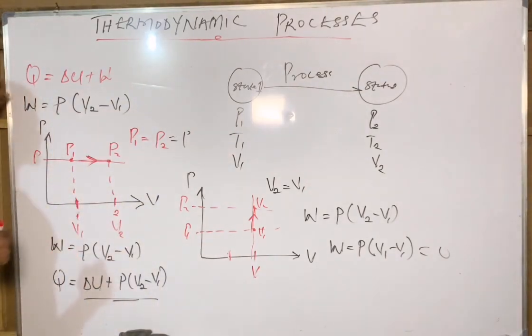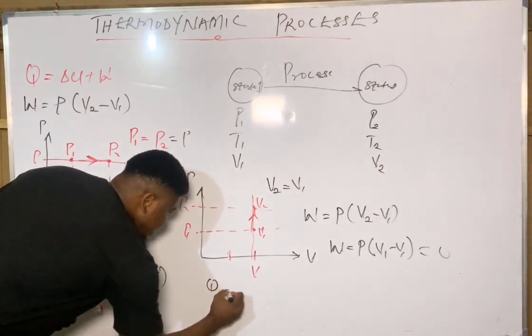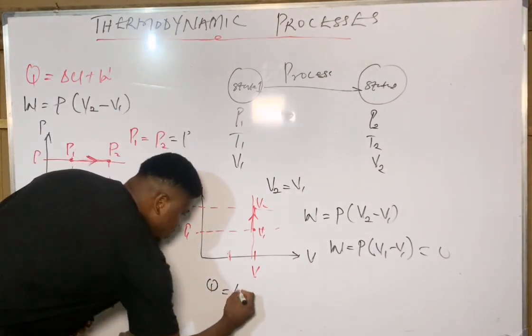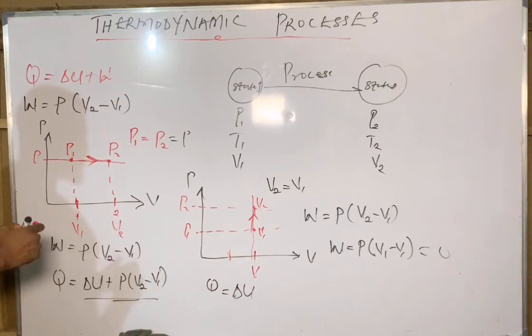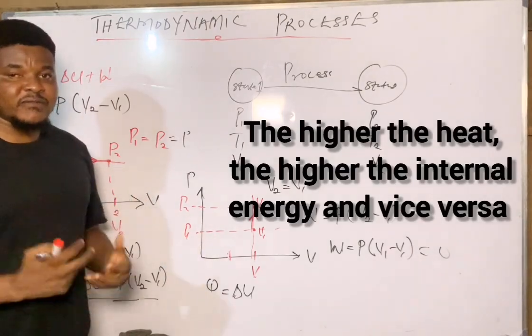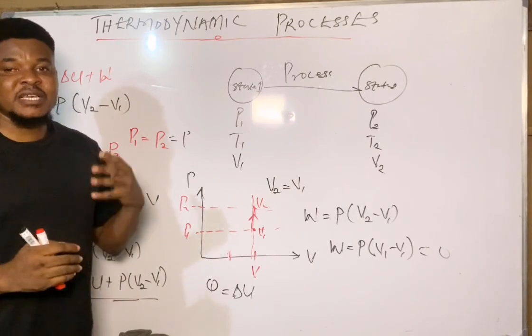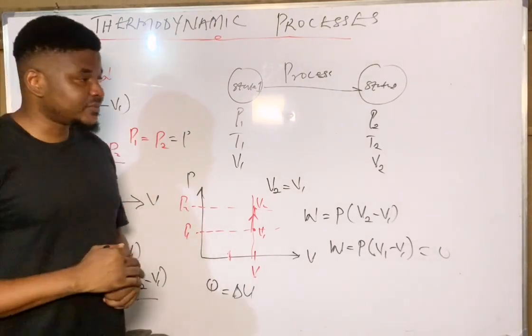If you plug that into the first law of thermodynamics, you now find that the heat supplied at constant volume is simply equal to the change in internal energy. So the higher the heat, the higher the internal energy, and vice versa. Okay, so next we'll talk about the isothermal process.